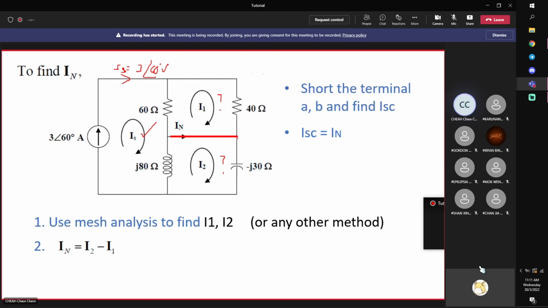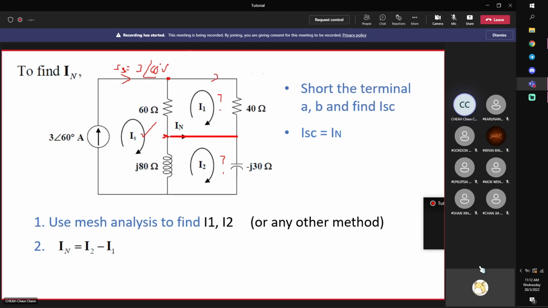But if you want to use nodal analysis, also no problem. Basically, you have one node, two nodes. Once you find the nodes, then you have to find all the currents, then use the current to find the short circuit current. Do not merge this one because you want to find this current. Do not merge this. So this is what I'll do.